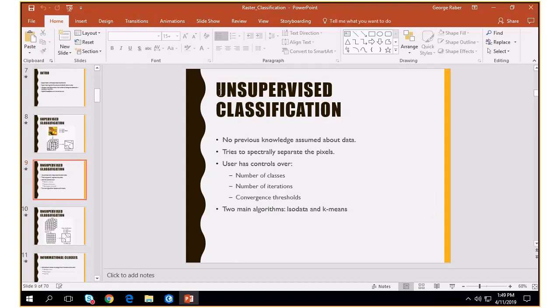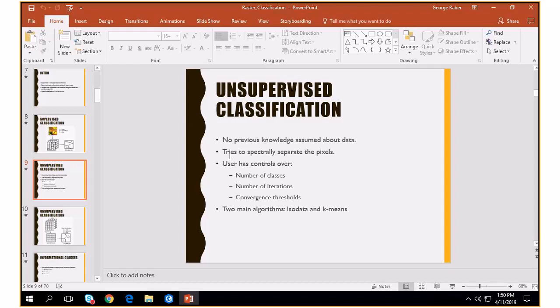All right. So we're going to talk about unsupervised classification. So unsupervised classification is nice because you don't need to know anything about your data. You just say, hey, group everything into similar things. So you don't have to specify what the information classes are. It just shows you the groups that already exist in your data. It tries to spectrally separate the pixels.